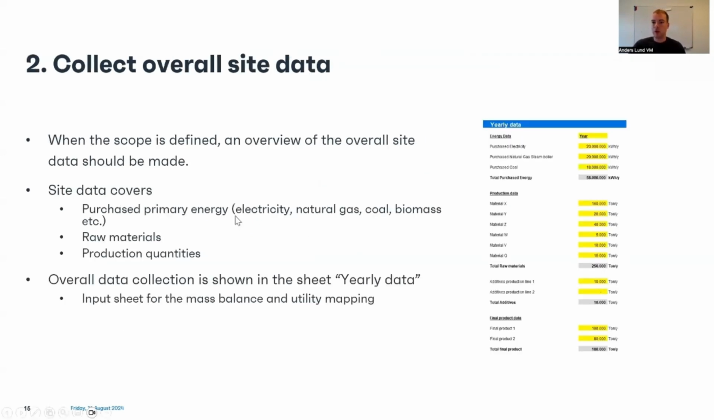So if we go into the methodology, then you need to collect your overall data. This could be, as you see in the figure here on the right, all the energy data that you purchase. So you have electricity, coal, natural gas, whatever biomass that you might have. And then you have your raw materials. And then you also know the production quantities. And that is shown in the sheet called yearly data.